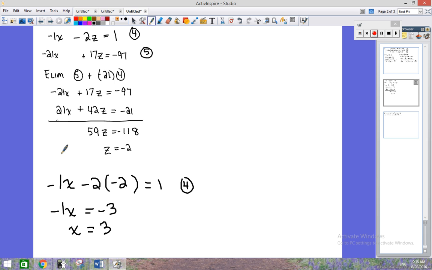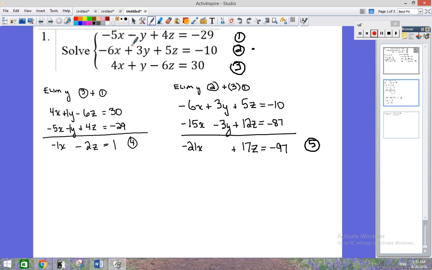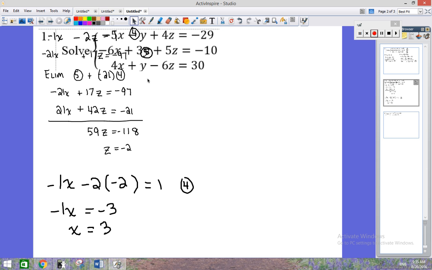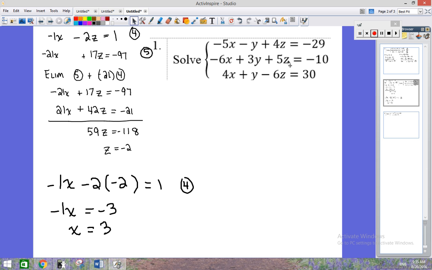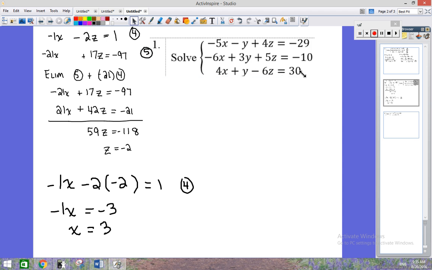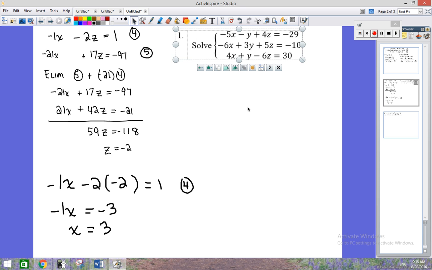Alright, now I have x, I have z, I need y. I need to go back to my original equation that had all 3 variables and pick one of these equations to solve through substitution to get y. So I'm either going to use equation 1 or equation 3. It really doesn't matter. So let's use equation 1.